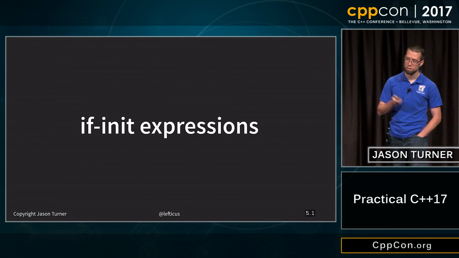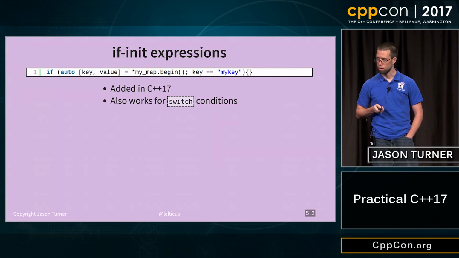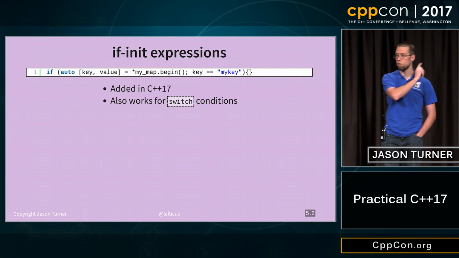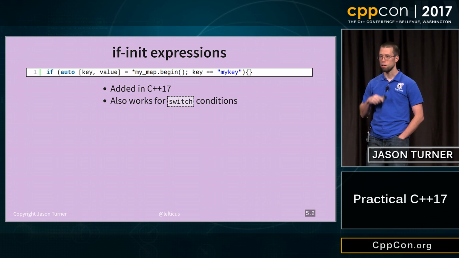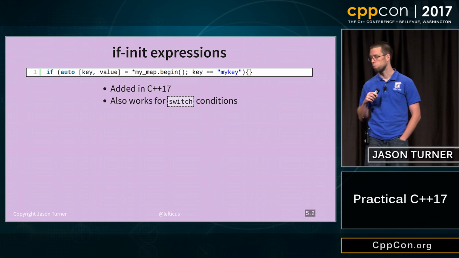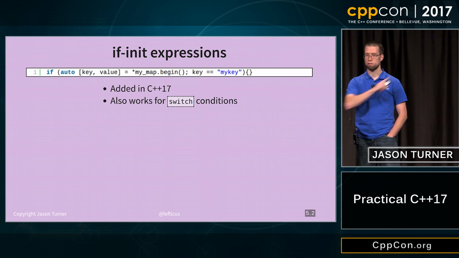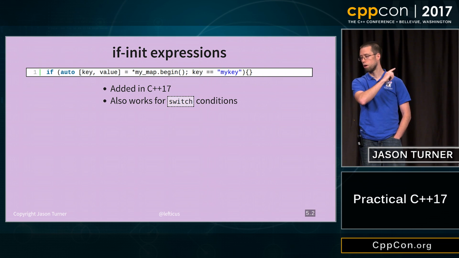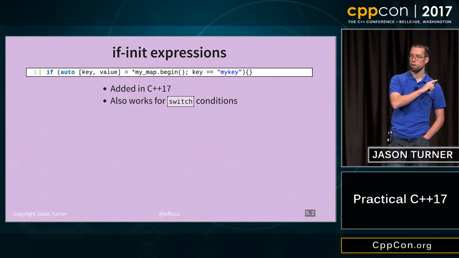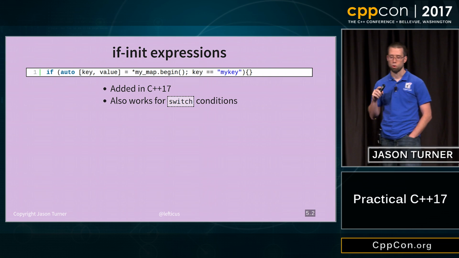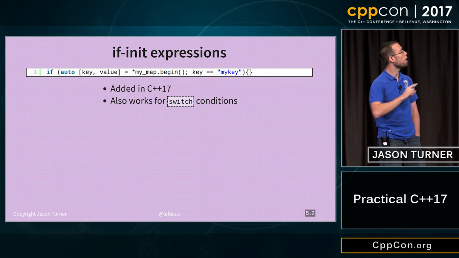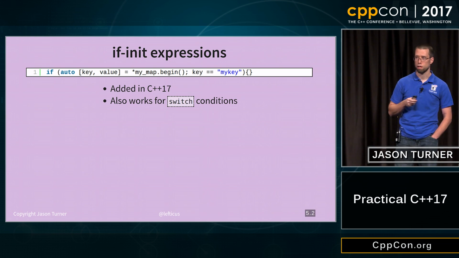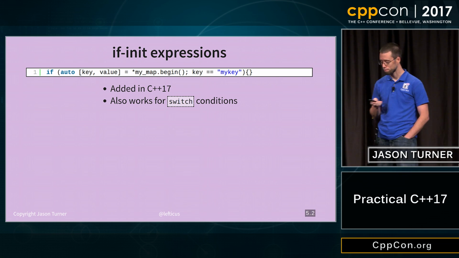If init expressions allow us to do things like this. We can have an expression at the beginning of our if statement that we are using here with a structured binding. So this lets us set up something that's going to live just for the scope of our if statement. This is interesting for limiting the scope of variables. It also works for switch conditions, but I haven't actually put that to use yet in my own code.